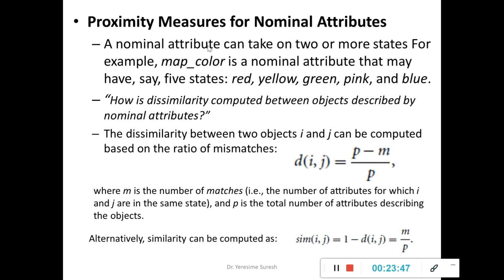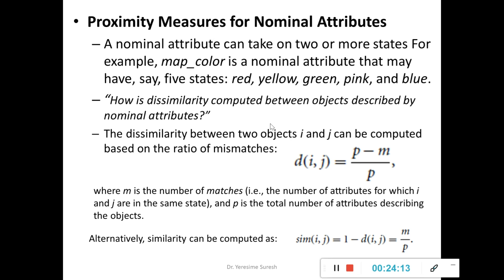And just to recall, we have discussed the types of attributes as nominal, ordinal, interval and ratio. 4 types of attributes, and we'll be discussing the proximity, the dissimilarity and similarity in terms of distance. I call it proximity for nominal attributes first, and the formula for the similarity or dissimilarity.